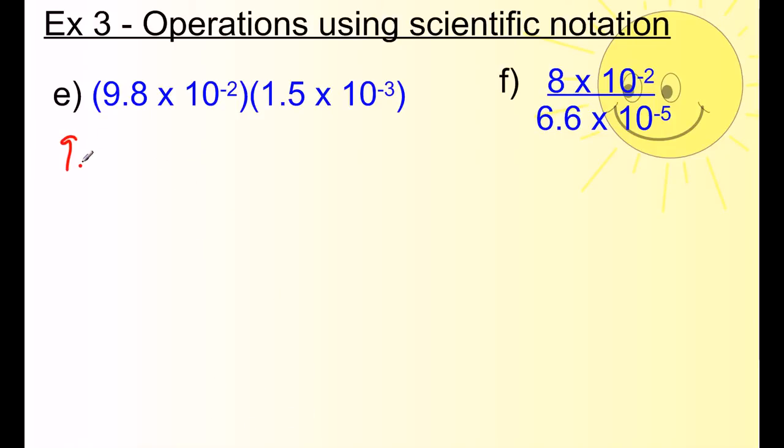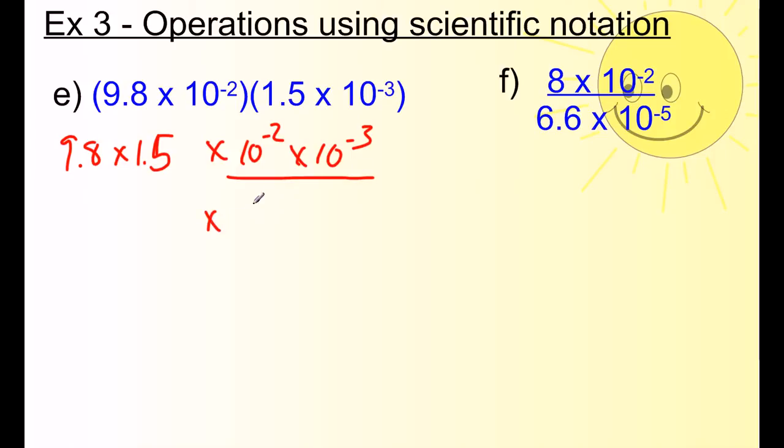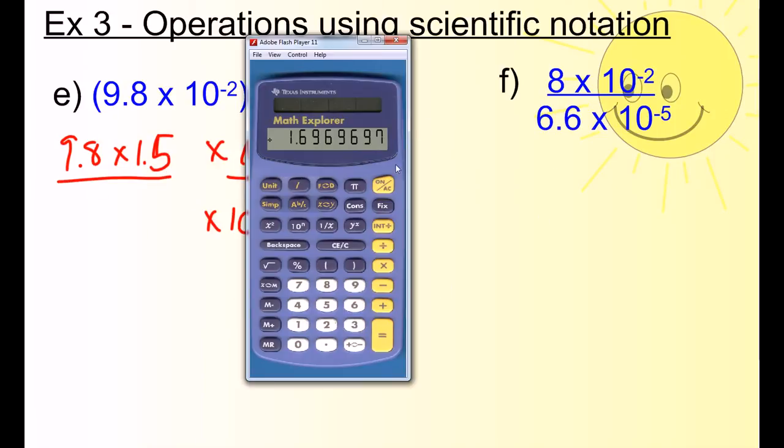So I'm going to take my 9.8 times by my 1.5 times by 10 to the negative 2 times by 10 to the negative 3. I'm going to do the powers of 10 first. That gives me 10 to the negative 5th, because I add the exponents together. And over here, clear, 9.8 times 1.5 equals 14.7.